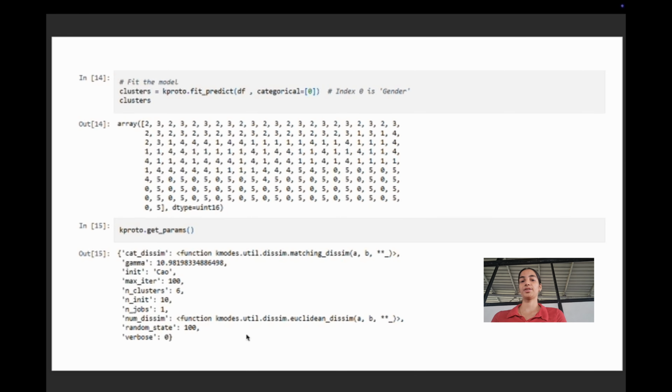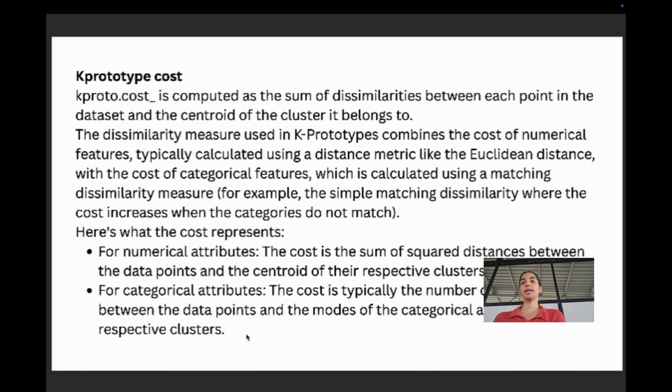This is the implementation. K-prototype cost is computed as the sum of dissimilarities between each point in the dataset and the centroid of the cluster it belongs to. The dissimilarity measure used in K-prototypes combines the cost of numerical features, typically calculated using a distance metric like Euclidean distance, with the cost of categorical features, which is calculated using a matching dissimilarity measure. For example, the simple matching dissimilarity, where the cost increases when the categories do not match.